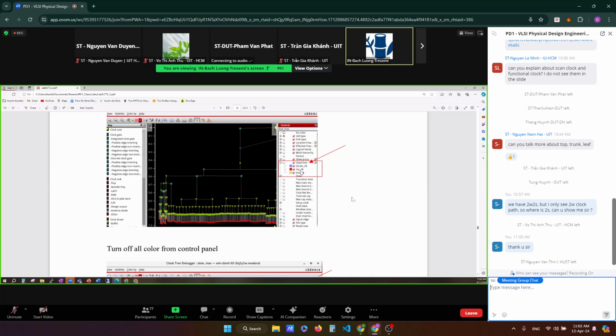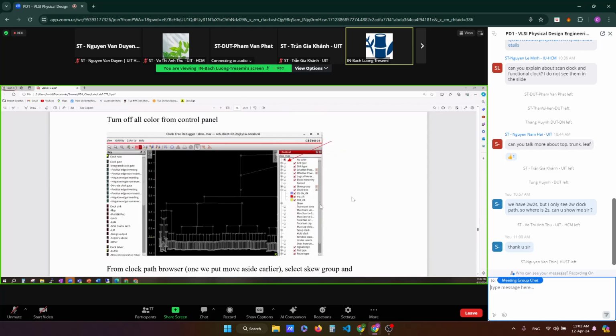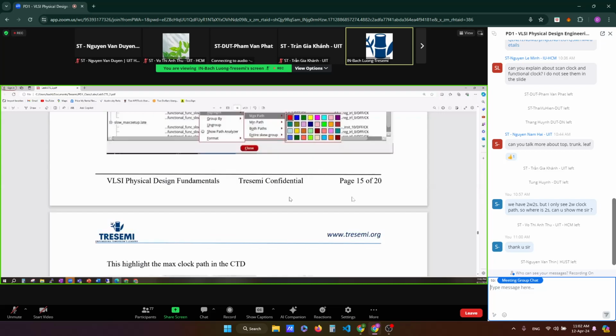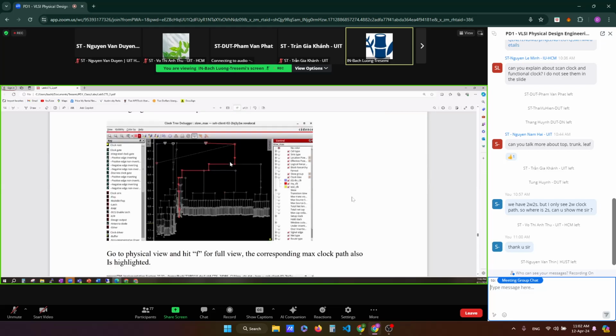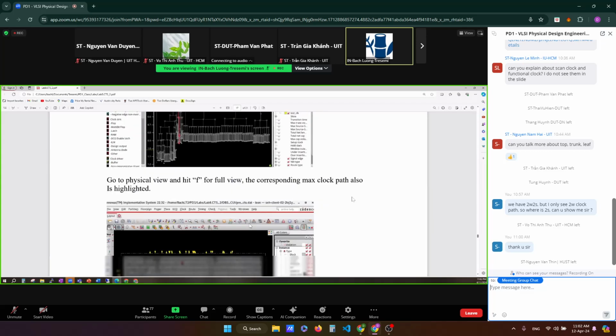And then you can also click to expand this. It'll show you different SKU groups highlighted. Here I had you turn all the color off, and then click on. You can change the color. You can highlight. Go back to the clock browser, and you can highlight the max path in red, and it should highlight the max path in the clock tree. And then it also shows you the corresponding path in the physical design.